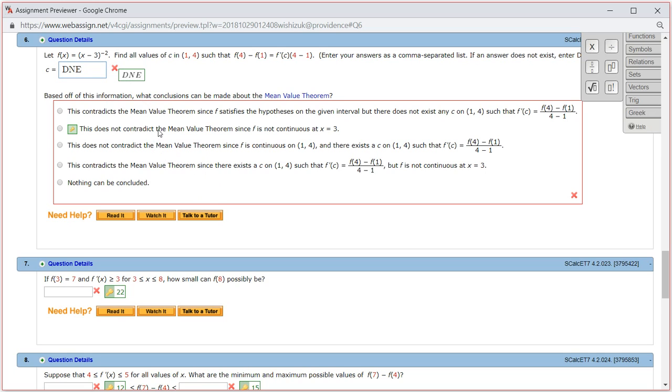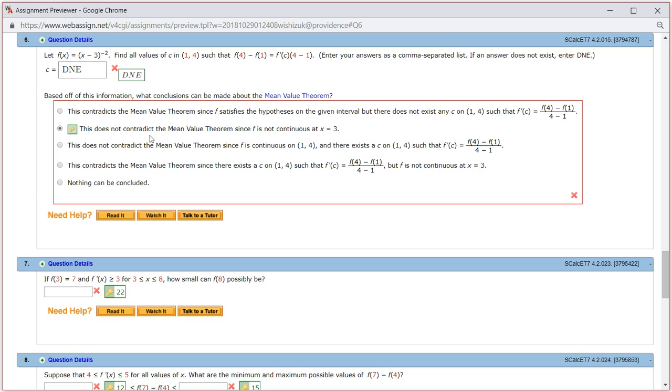The reason this is the case is that the Mean Value Theorem does not apply to this particular function over this interval. As you can see, when x equals 3, because of the negative power, this factor sits on the bottom. So you get a 0 on the bottom when x equals 3, which means that this function is not continuous on the interval from 1 to 4. So you can see that this is the answer here.